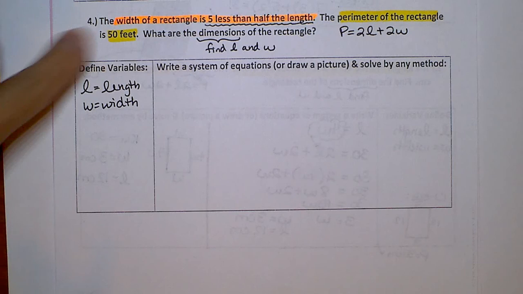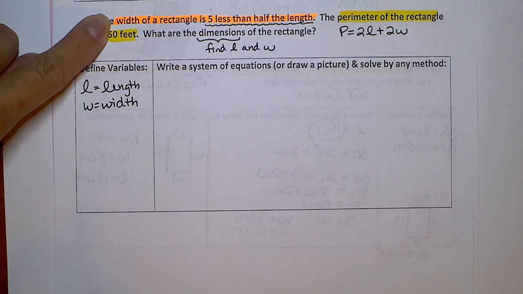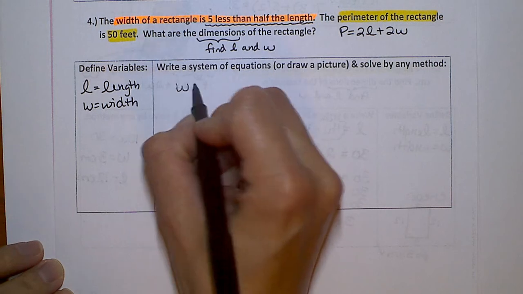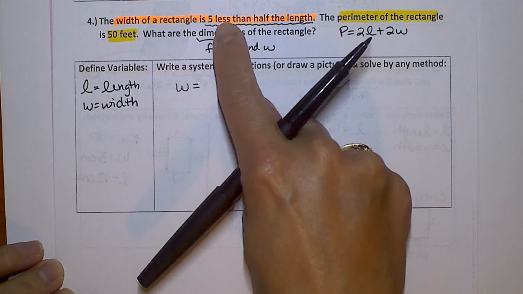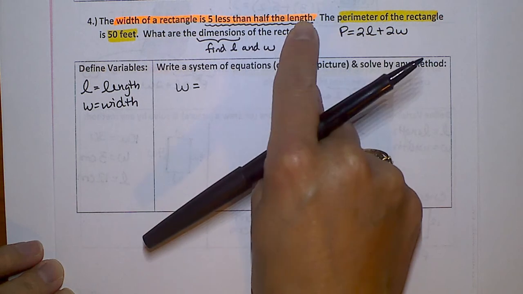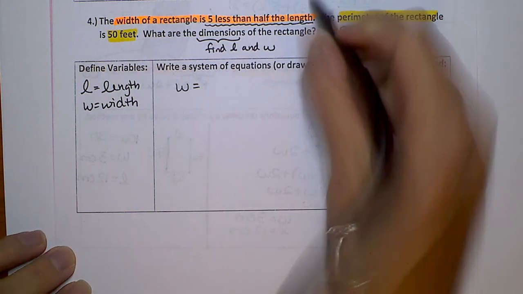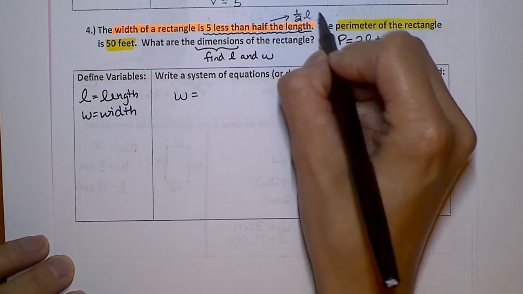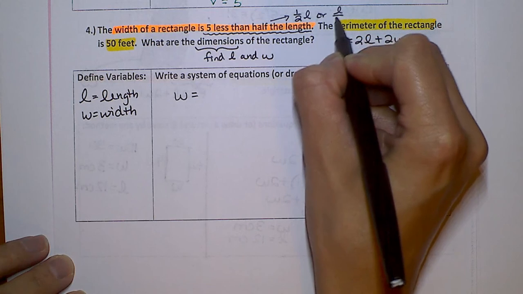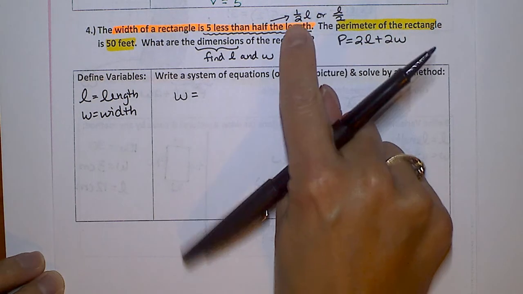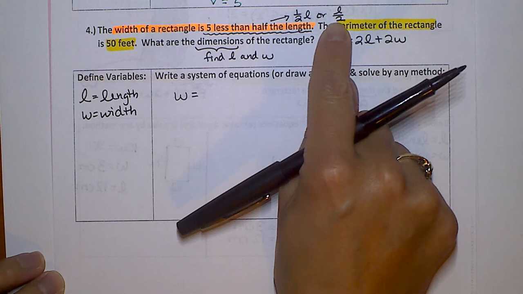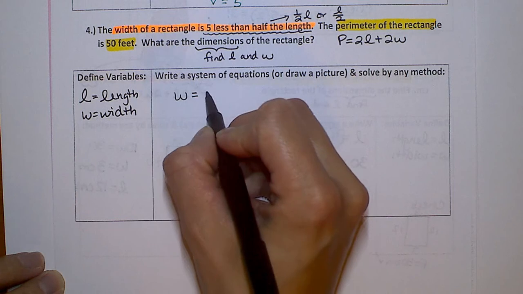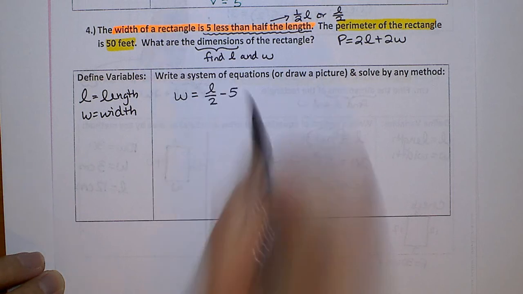The first equation is based on what I have in orange. Width is, now remember is means equals, width is, now be careful when we say 5 less than half the length. Now we can write half the length as 1/2 L, or we can write L over 2. So 1/2 L is the same as L divided by 2. I'm going to use L divided by 2. So the width is 5 less than half the length. So I'm going to write it like that.